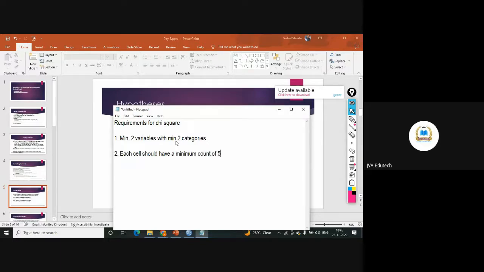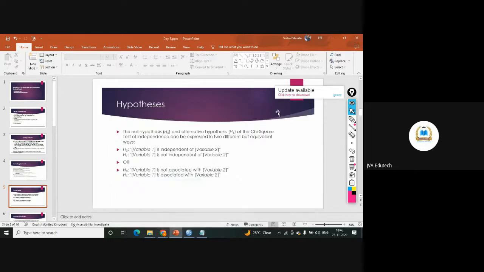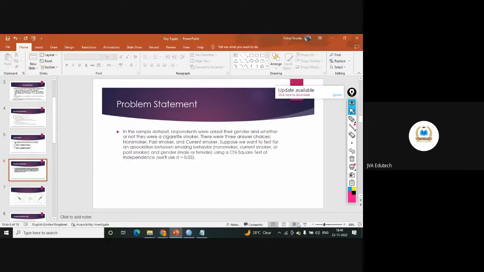If after doing the chi-square, your result is showing that 10% of the cells or 20% of the cells do not have minimum count of 5, that simply means your chi-square is wrong. Most of the time we overlook this, because just below the chi-square table it is mentioned, but we overlook this and our results are wrong. So please keep in mind. And this will be your hypothesis.